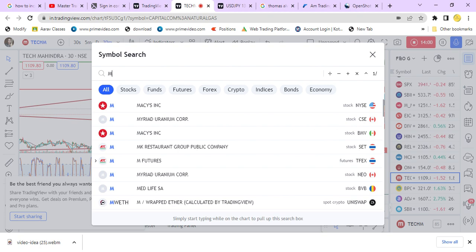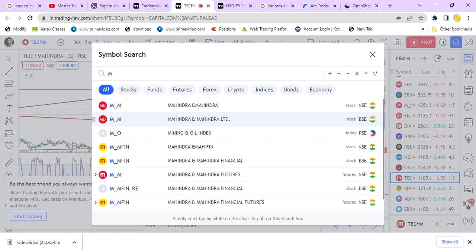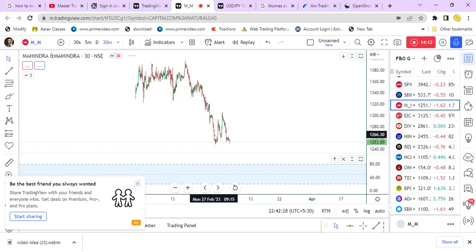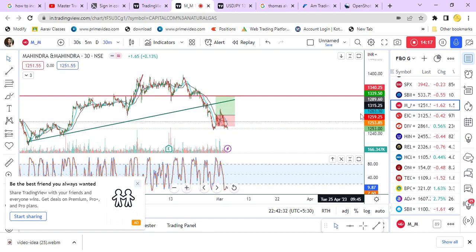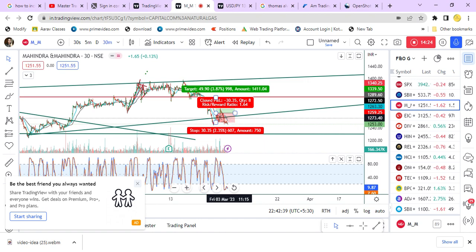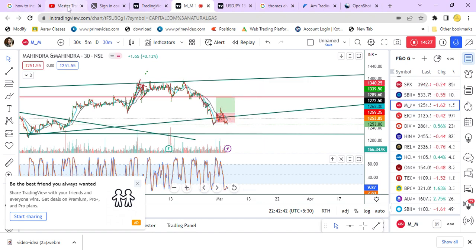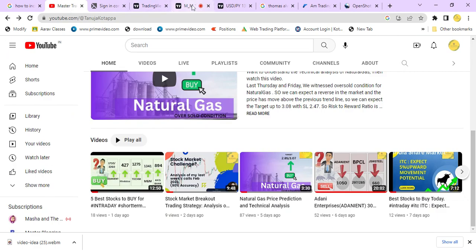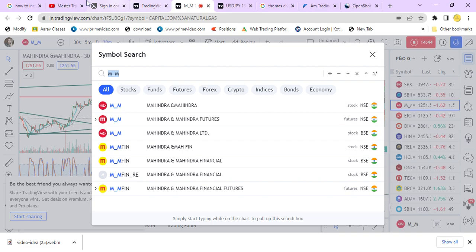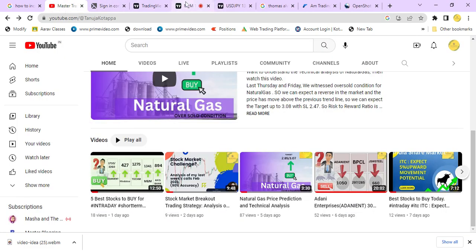Mahindra and Mahindra. What is the call? Okay, stop loss hit for Mahindra and Mahindra. Risk to reward ratio is 1.64, and next is Axis Bank. So we have eliminated two calls, BPCL and Mahindra and Mahindra, and all the calls we are all on profit or on call. And next is Axis Bank.